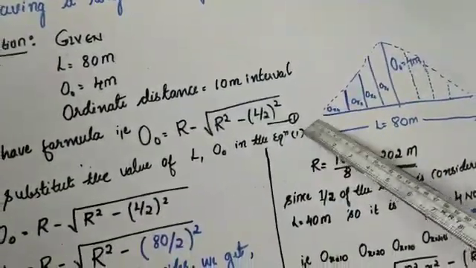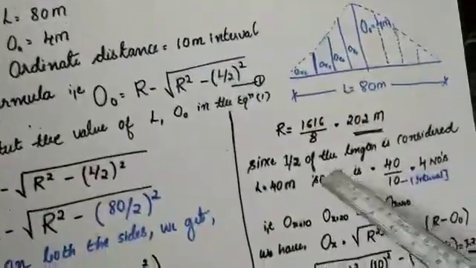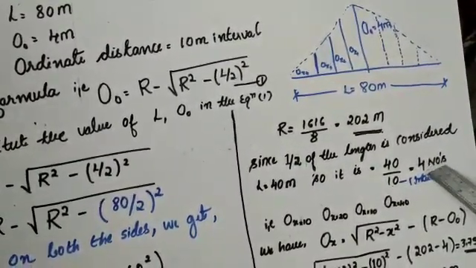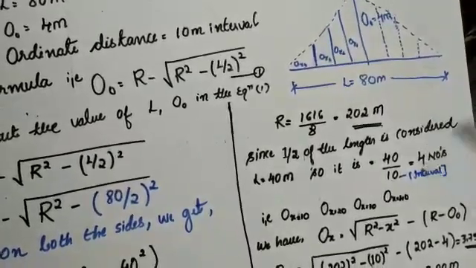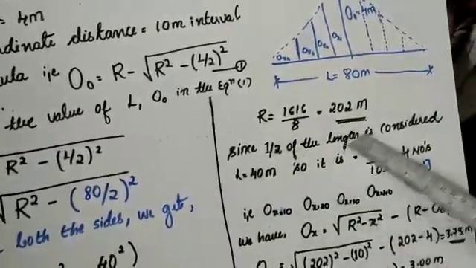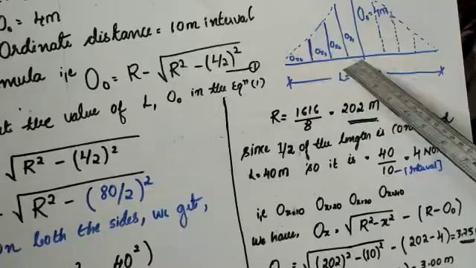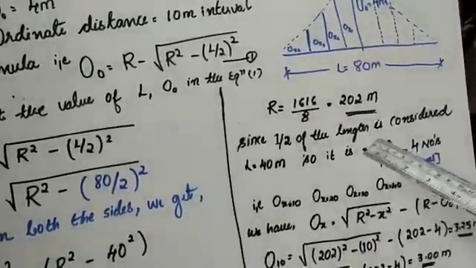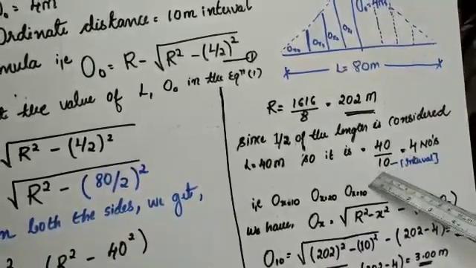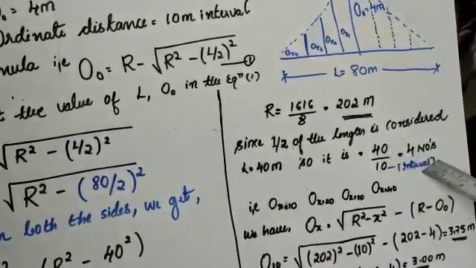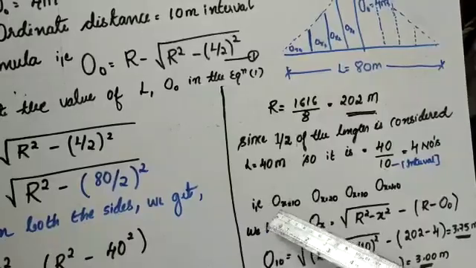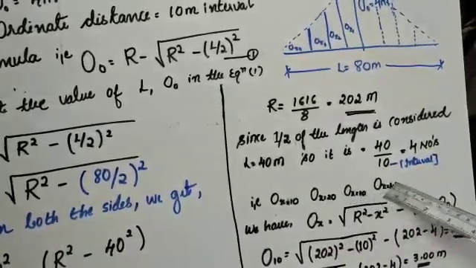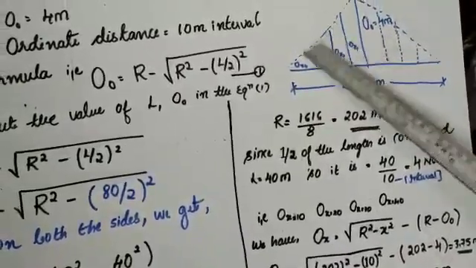So according to the interval we are going to decide the number of ordinates. Since half of the length is considered, L is taken as equal to 40 meter. Okay, so that length divided by the interval, when you do, you will get 4 numbers. That is nothing but OX is equal to 10, OX is equal to 20, OX is equal to 30, OX is equal to 40. So this is what I have written on this side.